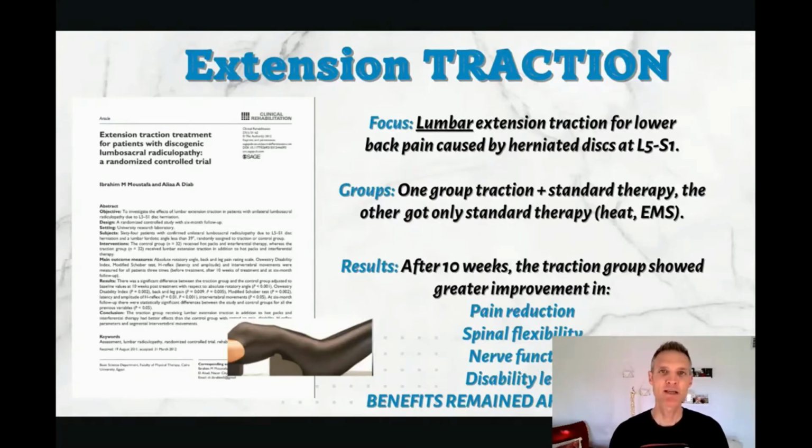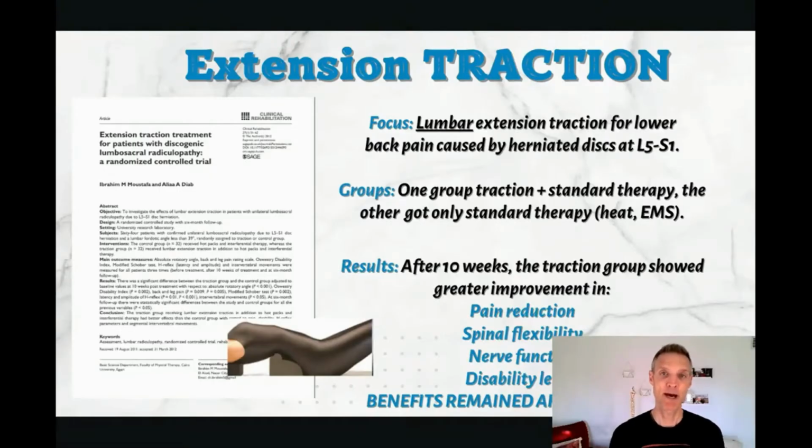And after 10 weeks, they measured to see what the results were. They asked them a bunch of questions about their pain and their flexibility. And after 10 weeks, the traction group showed huge and much greater improvements in their pain reduction and their spinal flexibility, how their nerves function, like how fast the nerve signals got to where they needed to go. And then also their disability level.